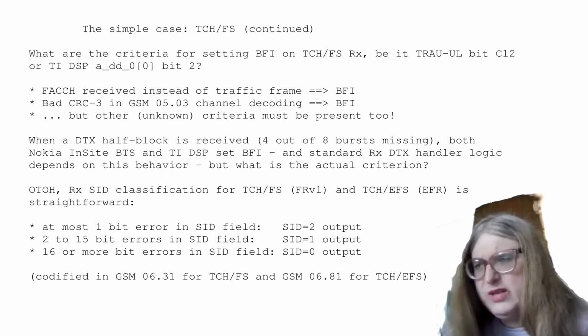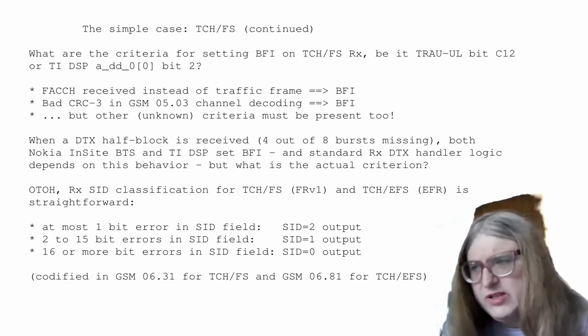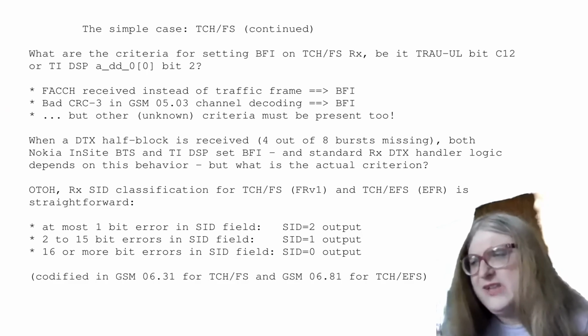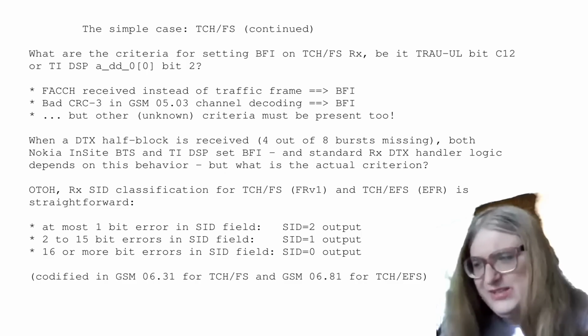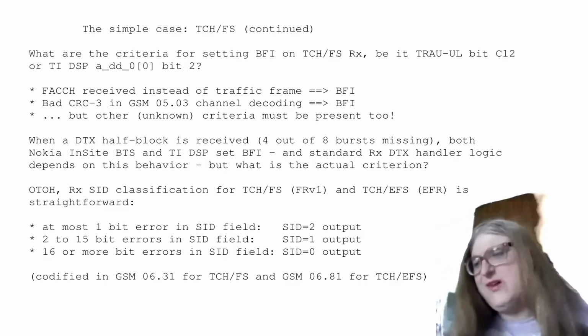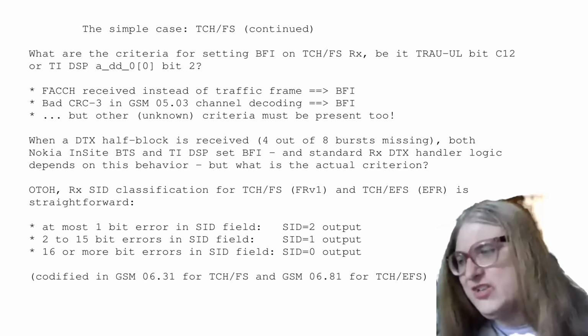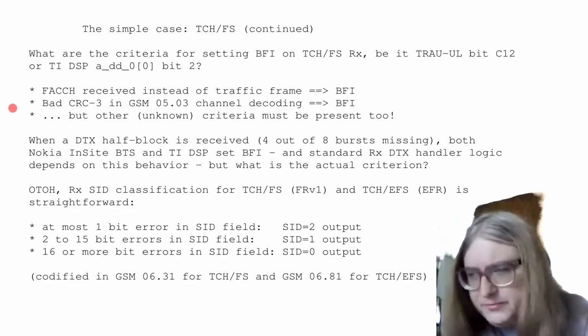So when any of these conditions are met, then on the network side, on A-bis, you have this TRAU UL bit, the BFI bit, set, and on the mobile side, in TI's DSP, you get bit 12. There's a slight complication there. In the case of EFR, if the problem is with the CRC8, they actually set a different bit, bit 9 instead of bit 2, and then the logic that follows deeper down in the DSP chain looks at both bits. But that's just an implementation detail of TI. It does not change anything on the fundamental level.